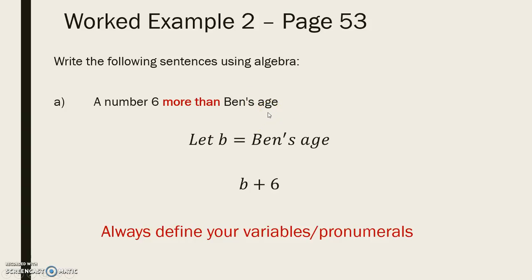That's our initial comparison. So we're going to let B equal Ben's age. You could use A or X, it doesn't matter. But we always do that first step. It's part of our communication and lets us know what's going on. So 6 more than means plus. So we start with Ben's age and we add 6. So B plus 6.